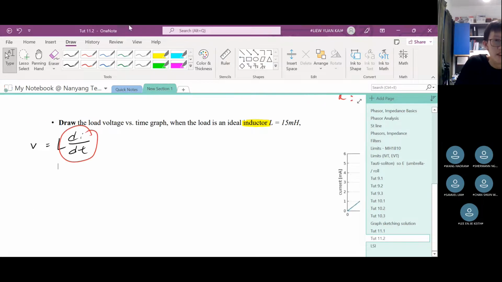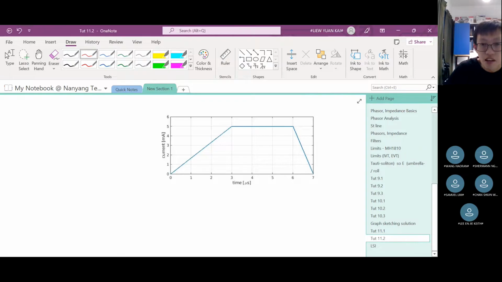That means to get the voltage, right? We are interested in the voltage time graph. To get the value of the voltage, I need to take the slope of the graph multiplied by the inductance. Okay, so that means we need to separate out these segments. So here, here, and here.